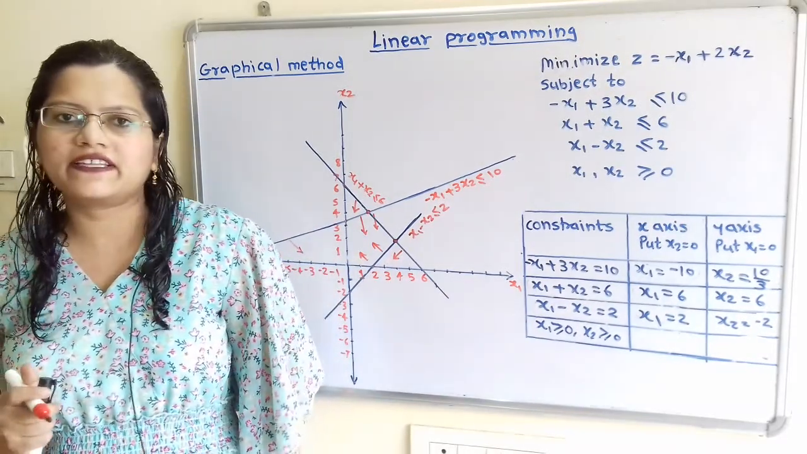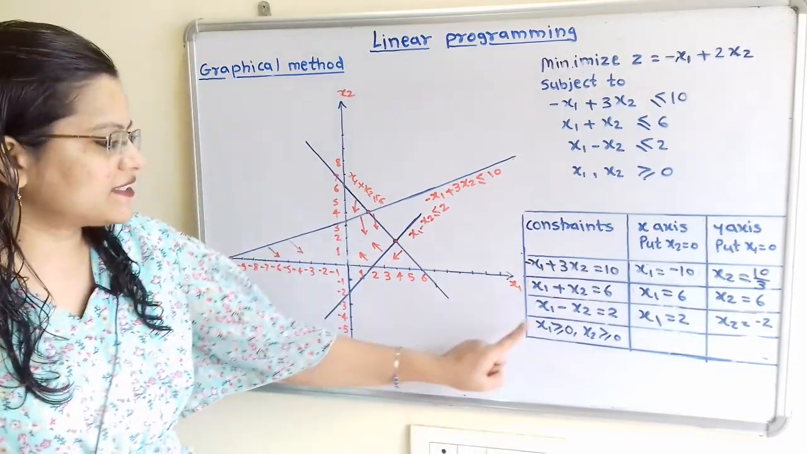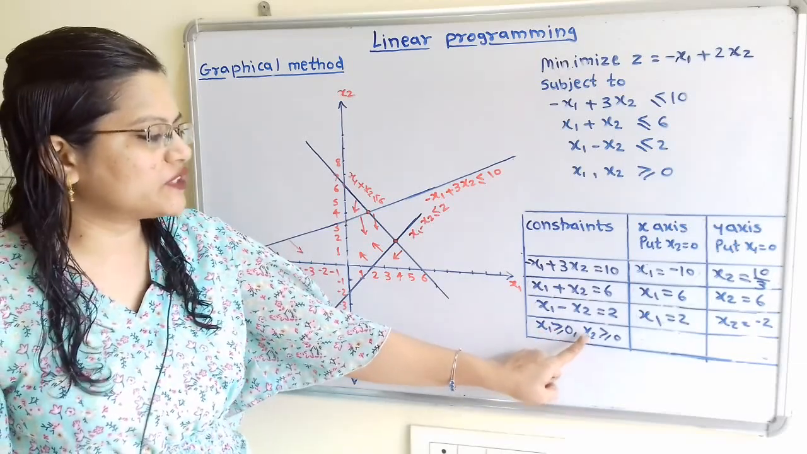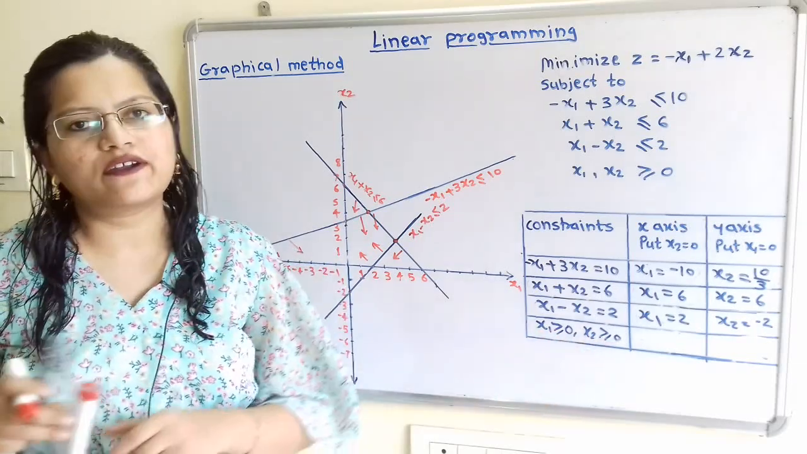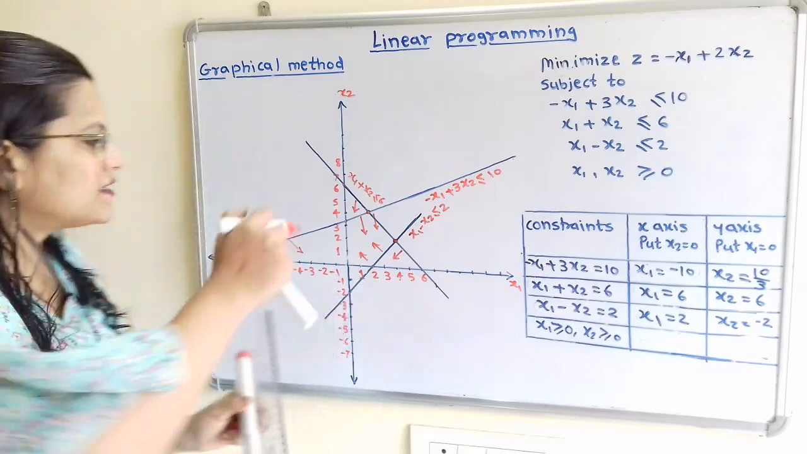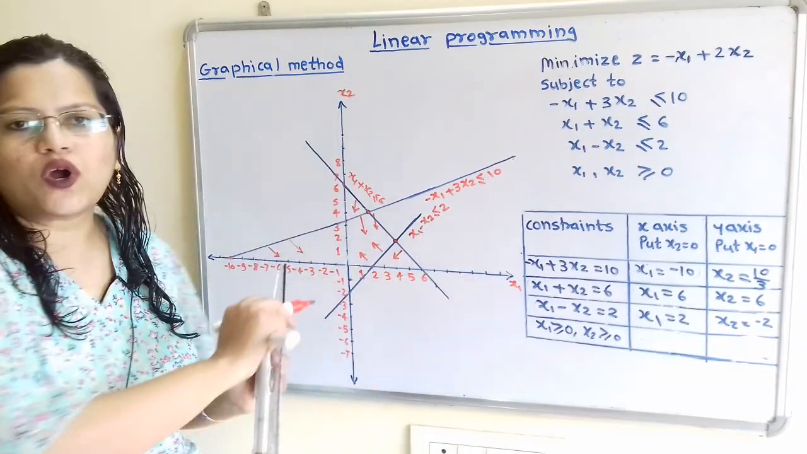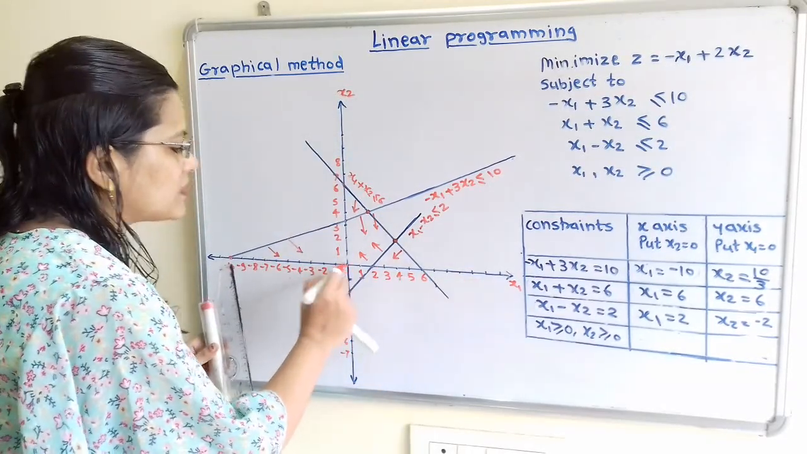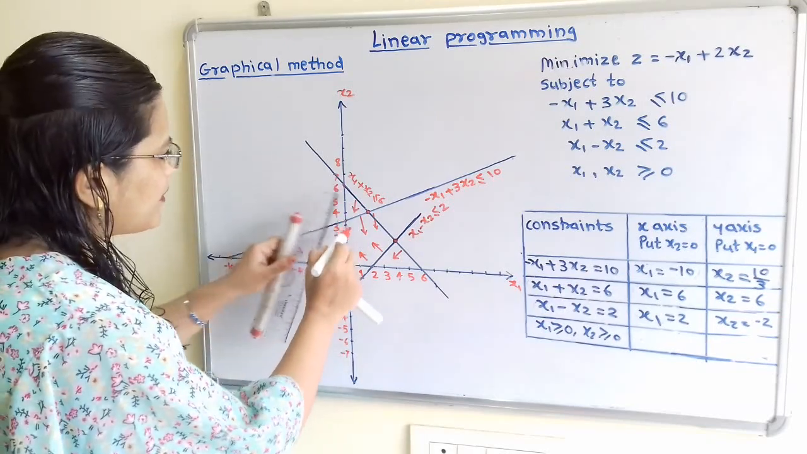Now we will highlight the area. The condition is x1 is greater than or equal to 0 and x2 is also greater than or equal to 0. So we will consider the area in the first quadrant only, because all the values are positive. So here I will highlight.